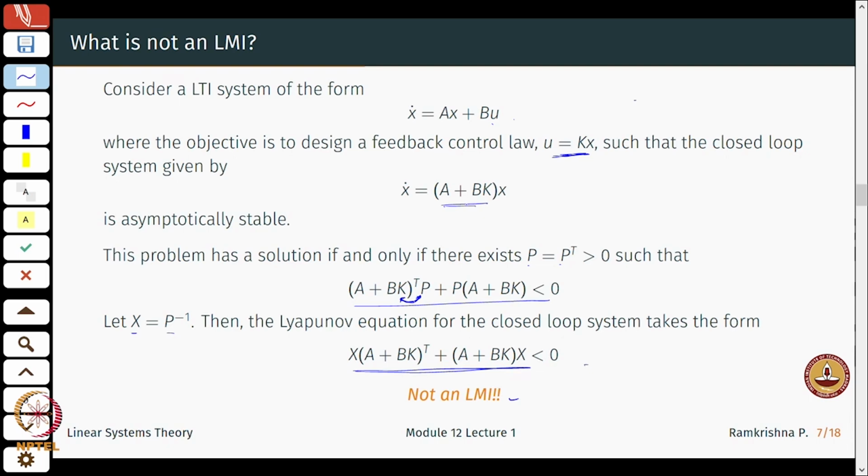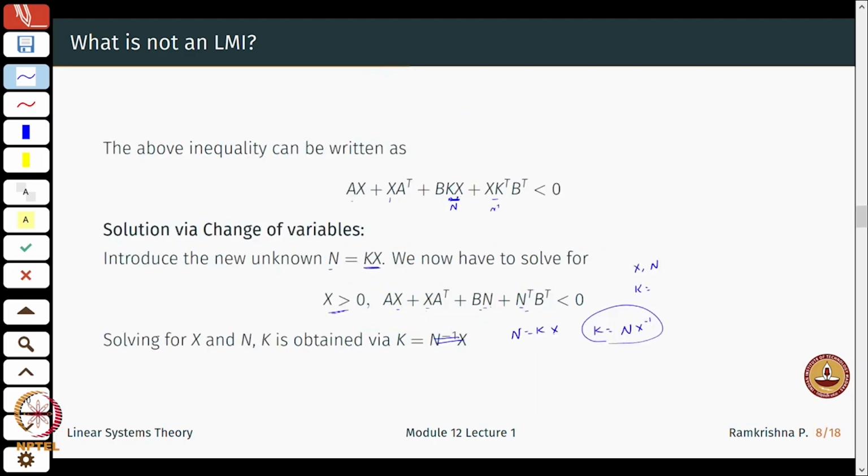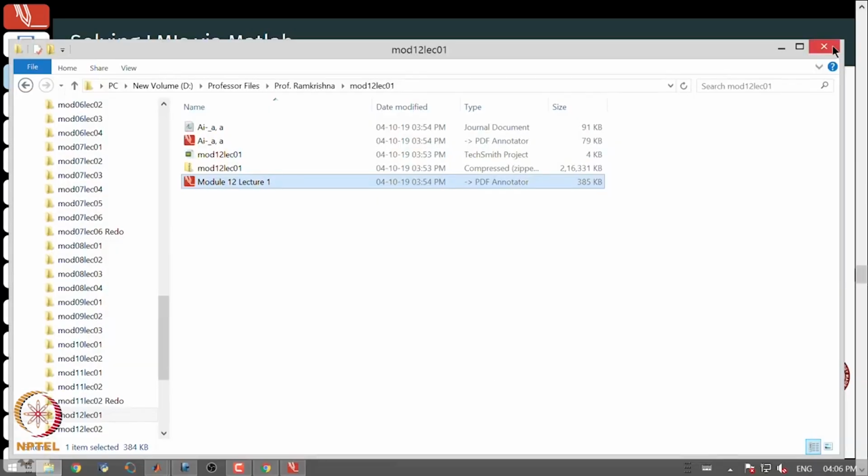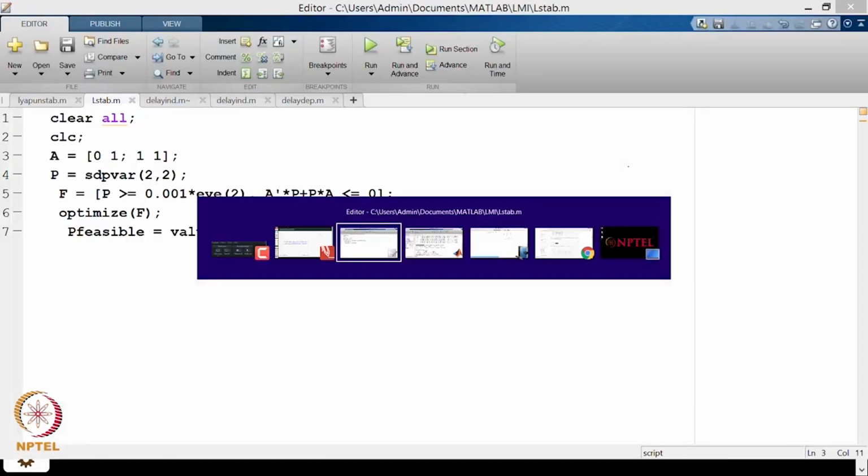So, how do I check if A plus BK is a stability matrix? We found out that the standard A transpose P plus PA does not work because of these two unknowns K and X. And then we had an equivalent LMI formulation for that, so AX plus XA transpose plus BN plus N transpose B transpose, where K was eventually given by this one. So we will try to solve a problem like this using MATLAB.